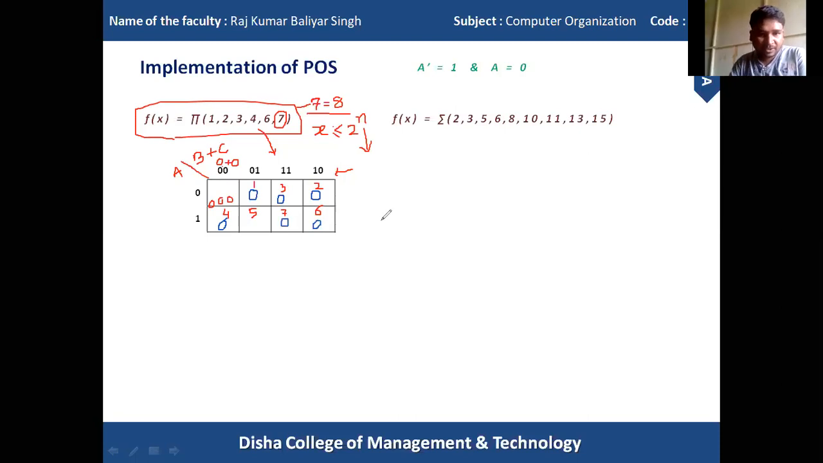Okay, then after that we have to combine the adjacent cells. Again, our rule says that we have to combine the adjacent cells like this. First we check whether two adjacent cells can be combined, then 4 adjacent cells, then 8 adjacent cells.